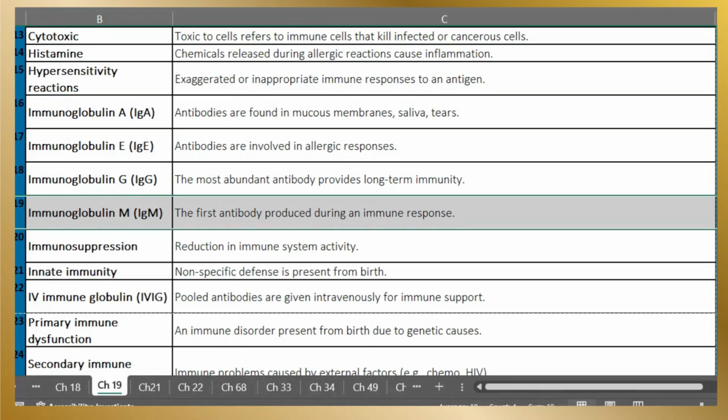Immunoglobulin M, the first antibody produced during an immune response. IgM, M, think as first responder, main starter.